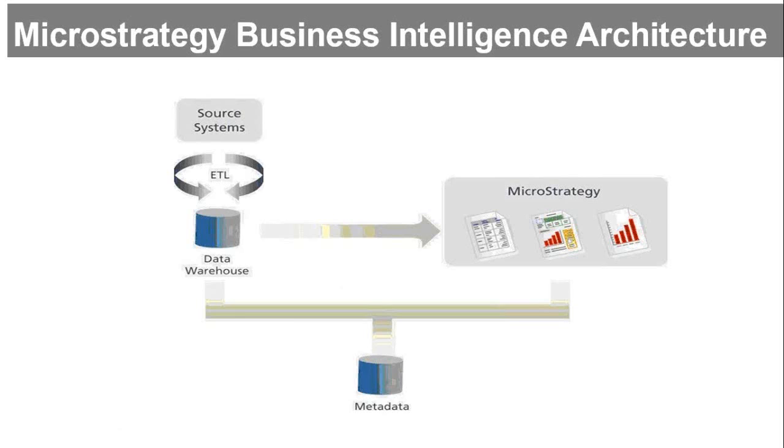So as of now we have discussed two components. One is the source systems, where you get your actual data feed. Once you get the actual data feed, with the help of an ETL tool you extract that data, transform it into the required format, and finally load it into your data warehouse.